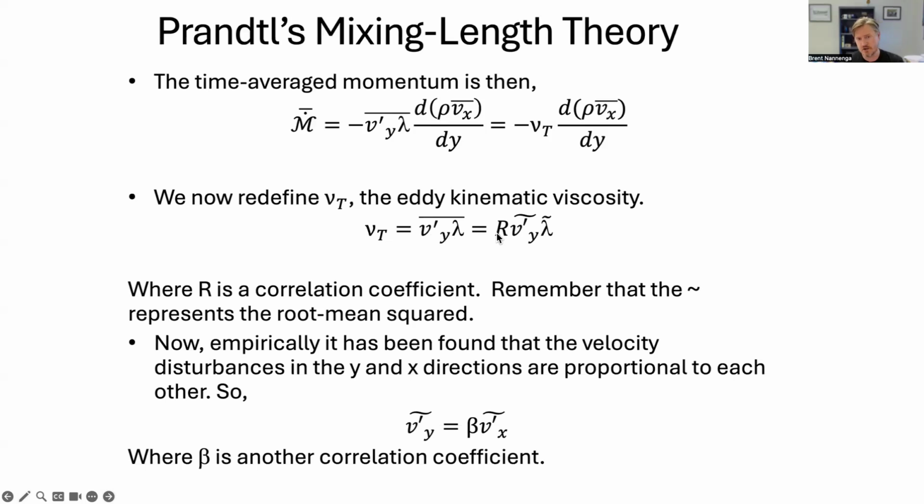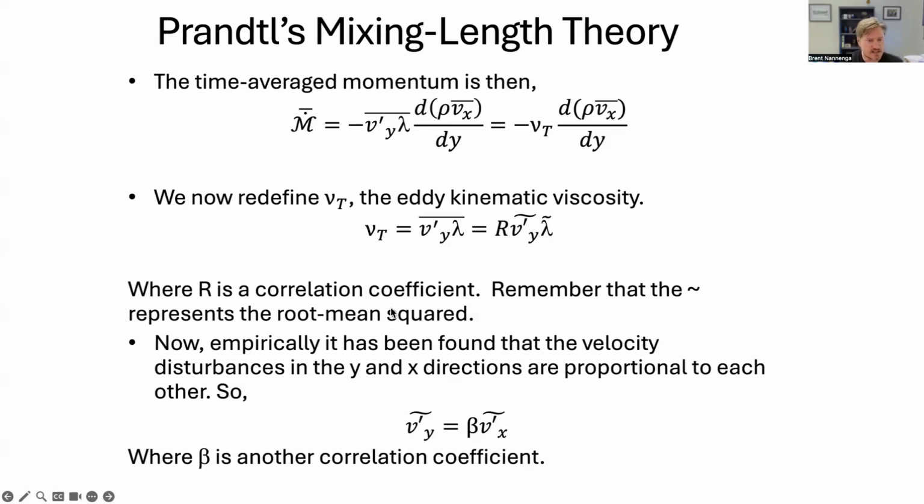In correlation coefficients, a lot of this is going to be experimental. So we're going to have this correlation coefficient, and now, instead of the average values, we're going to have the root mean squared, the intensities of the fluctuations here, and the length as well.